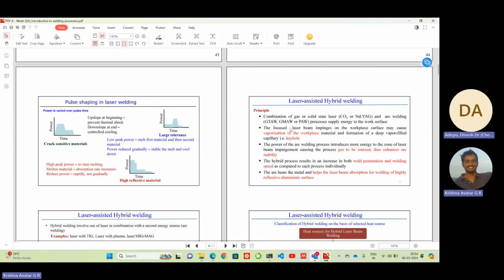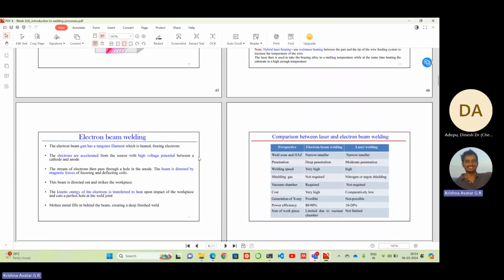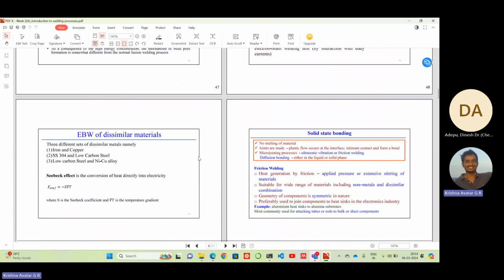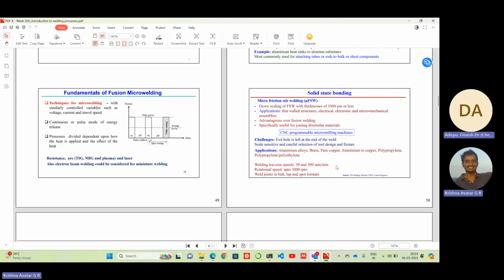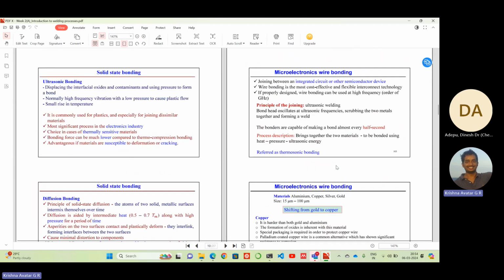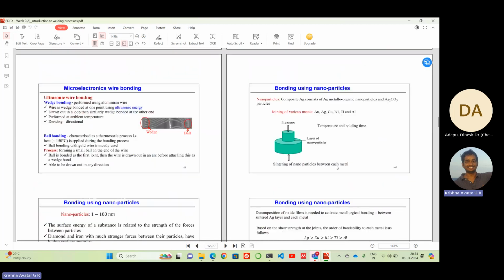So this is again just all theoretical background. These are just an overview. The overview of welding is covered in the first 2 weeks.